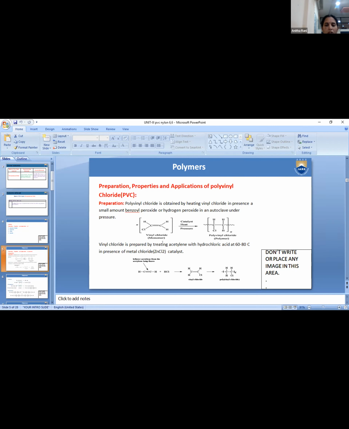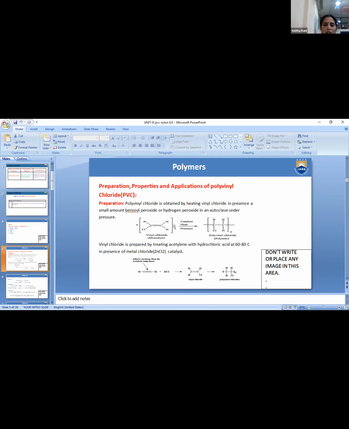Before preparing polyvinyl chloride, we have to prepare the vinyl chloride monomers. To prepare vinyl chloride, we take acetylene and hydrochloric acid and maintain the temperature at 60 to 80 degrees centigrade in the presence of a metal chloride catalyst, zinc chloride. Then we add a number of vinyl chloride molecules together and get the polyvinyl chloride.